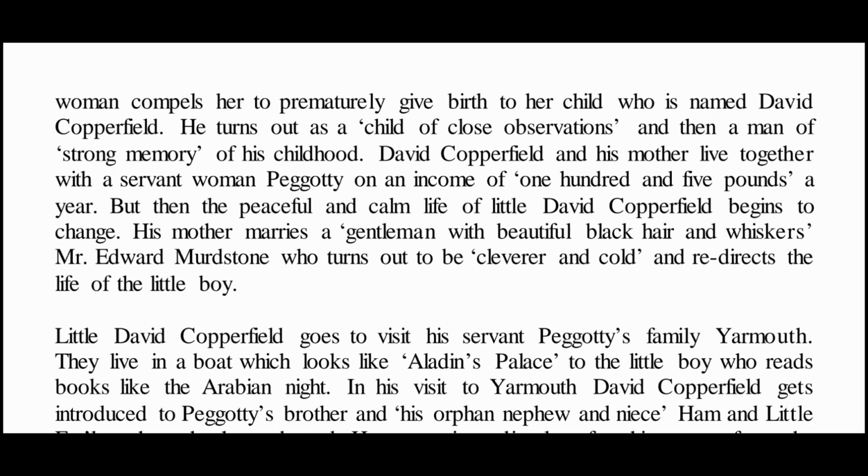David Copperfield and his mother lived together with a servant woman, Peggotty, on an income of £105 a year. But then the peaceful and calm life of little David Copperfield begins to change. His mother marries a gentleman with beautiful black hair and whiskers, Mr. Edward Murdstone, who turns out to be clever and cold and redirects the life of the little boy.